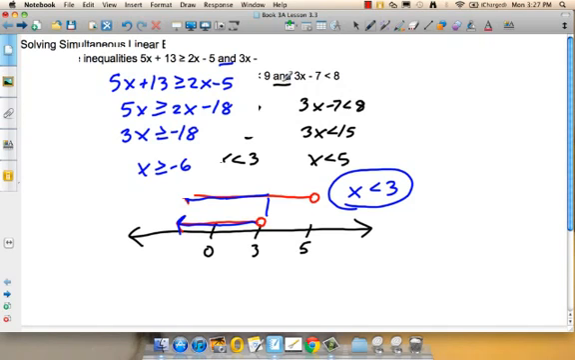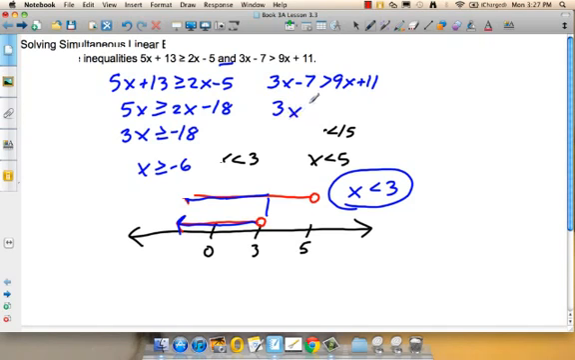Now I'm going to solve the other inequality. 3x minus 7 is greater than 9x plus 11. First thing I'm going to do is add 7 to both sides. So now I have 3x is greater than 9x plus 18. Oh well, here we go. So I'm going to subtract 9x. And now I have negative 6x is greater than 18.